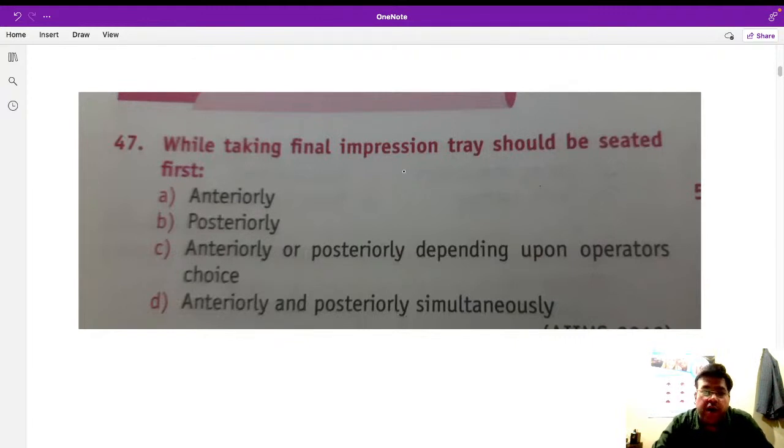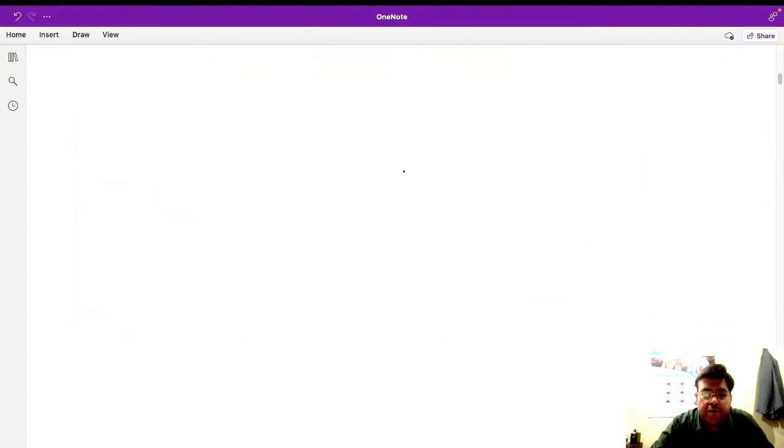There is no point in placing it anteriorly because all the excess material is going to flow down to the throat. So we always put it in posteriorly, and then you can see the frenum and orient the impression tray anteriorly into the exact center, right? So that is why it is always placed first posteriorly.